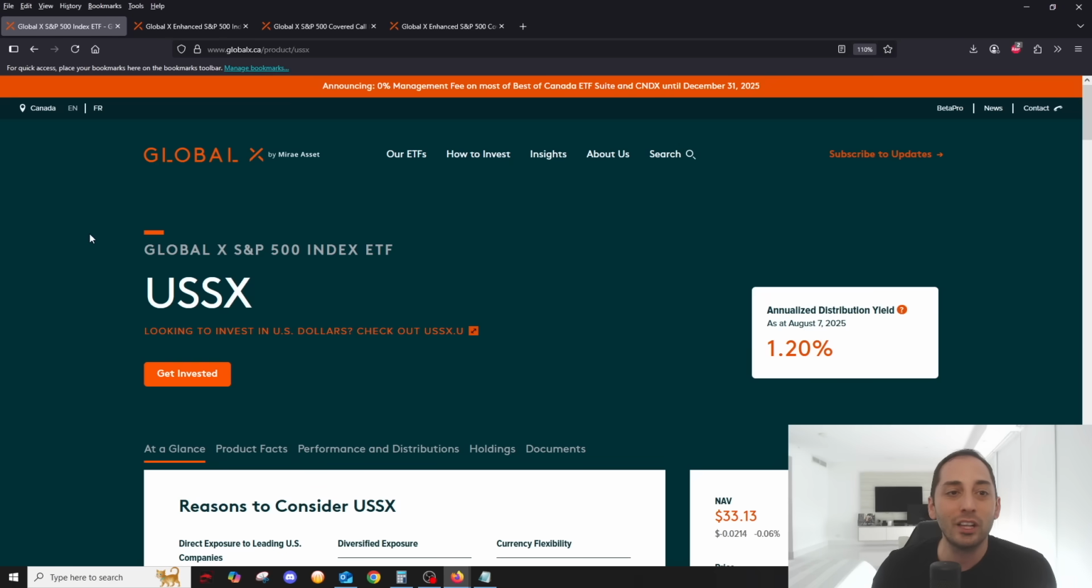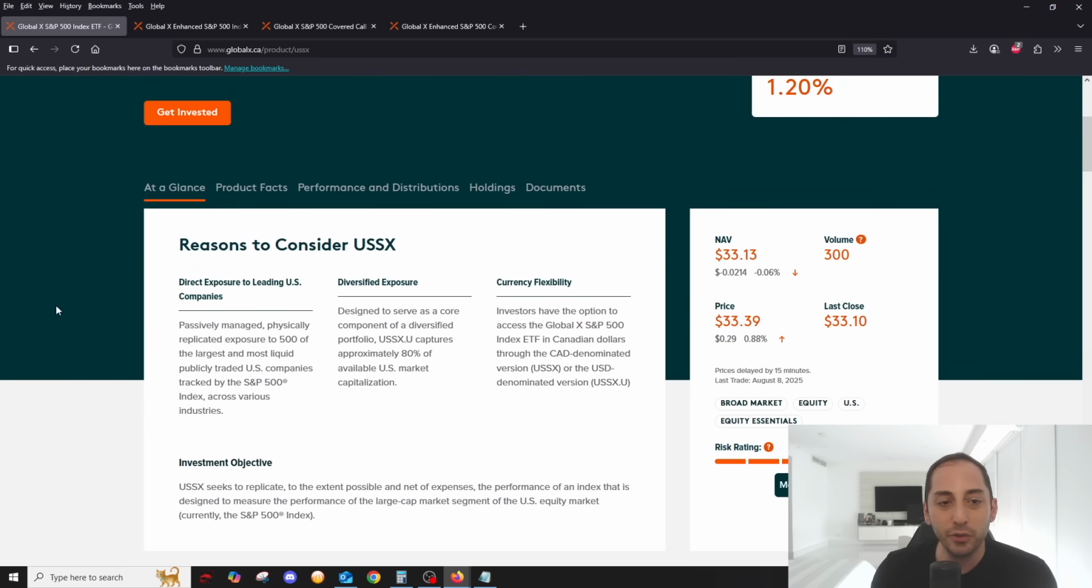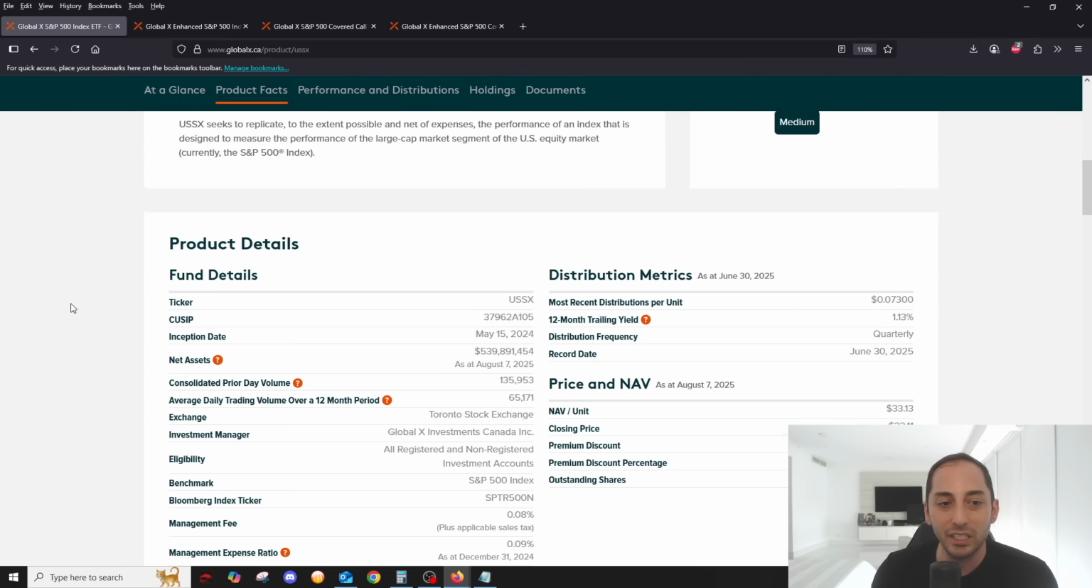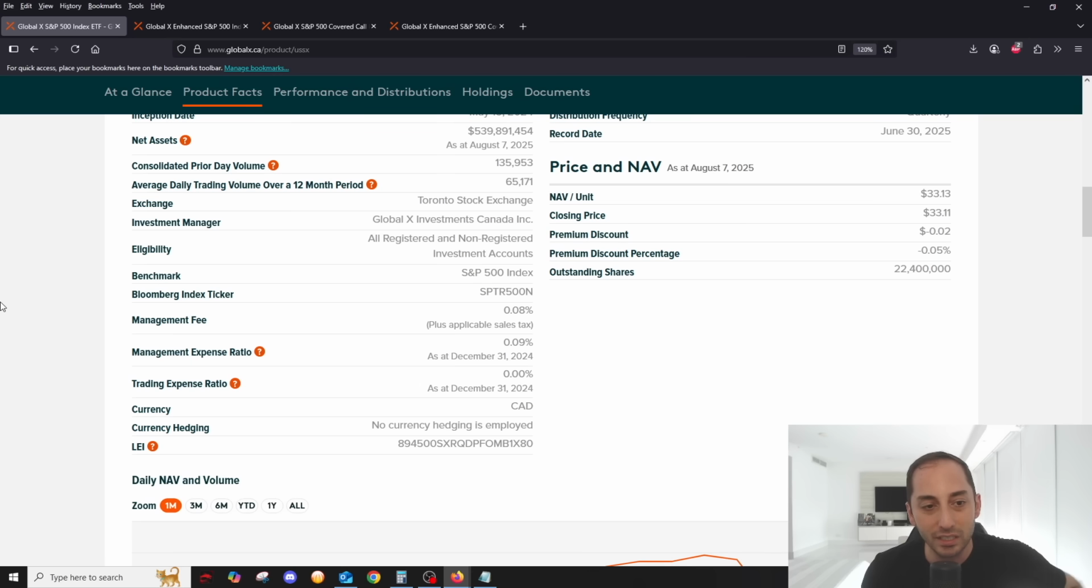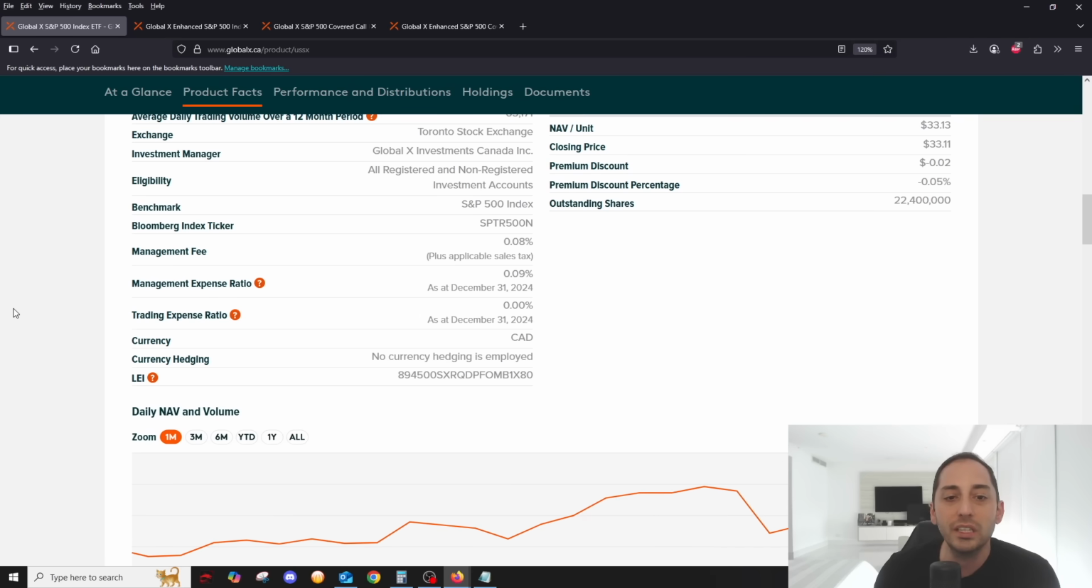By the way, by law, Canadian ETF providers need to tell you what the management fees are, what the costs associated with any ETF are. If we scroll down, usually you'll see it in the fund details or product details section of the ETF itself. You will see a few things: the management fee, the management expense ratio, and you might even see the trading expense ratio. So what do each of these mean?